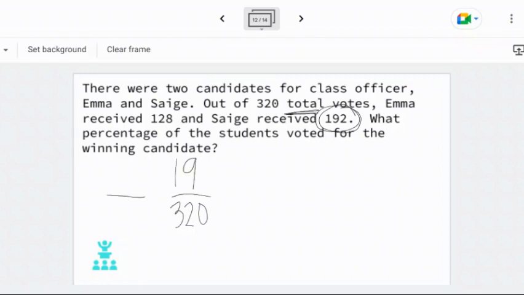So 192 is the part that voted for the winning candidate. So we want to know what percent voted for the winning candidate. So again, this is the winning. This is the winning. They match up. So here we go.